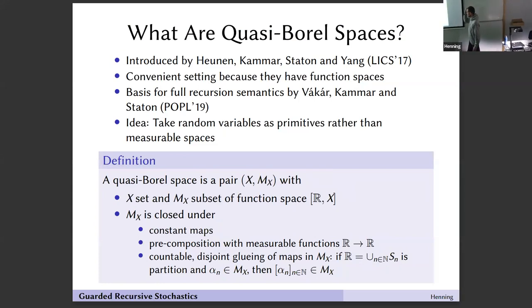The idea is that we move away from having measurable sets to having something where we can talk directly about measures and random variables. So essentially, it's a pair of a set plus a set of maps from the real numbers into X. You can think of this as kind of testing, probing from a known measurable space. It has to fulfill some conditions, which, if it tells you something, is kind of sheaves.